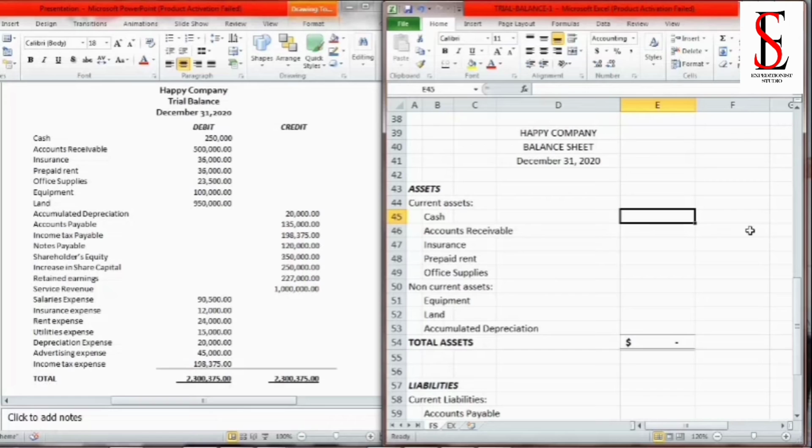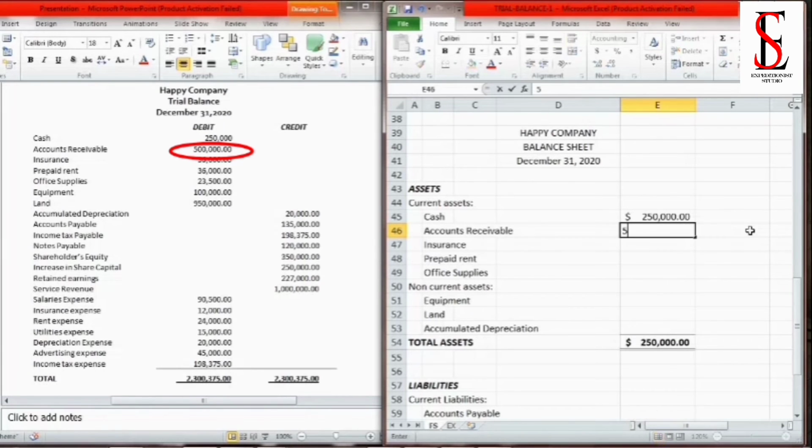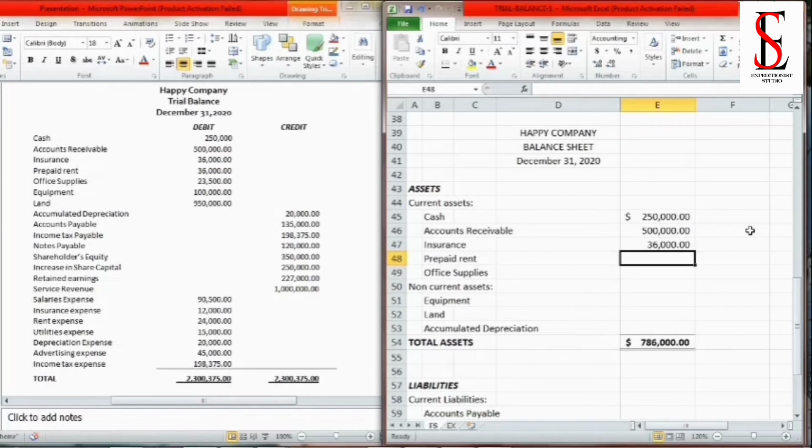So first in current assets is cash, which amounted to $250,000. And then accounts receivable, which is $500,000. And then the prepaid insurance, $36,000. Prepaid rent, $36,000. And office supplies, $23,500.